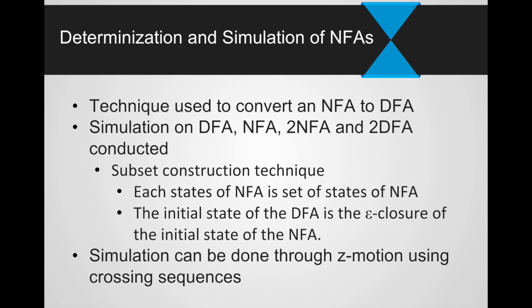Determinization is a technique used to convert an NFA to a DFA, using simulation on DFA, NFA, two-way NFA, and two-way DFA. We can use the subset construction technique. Each state of the DFA is a set of states of the NFA. The initial state of the DFA is the epsilon closure of the initial states of the NFA. Simulation can be done through Z motion using closing sequences.